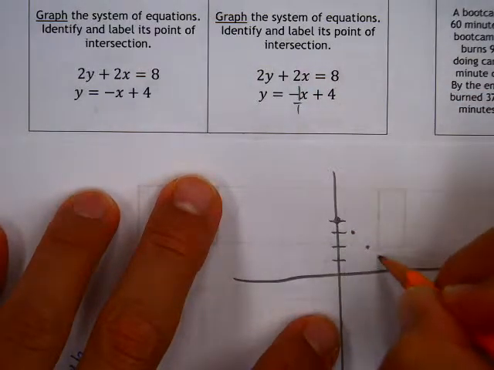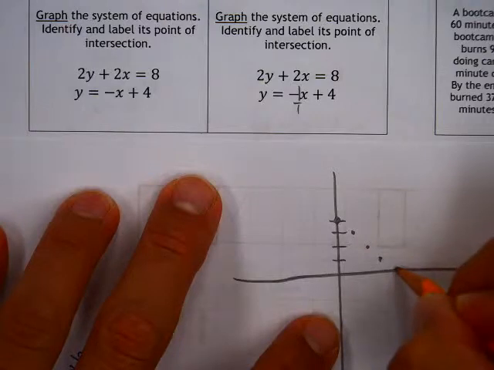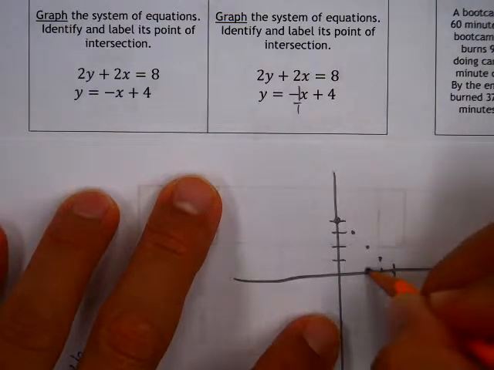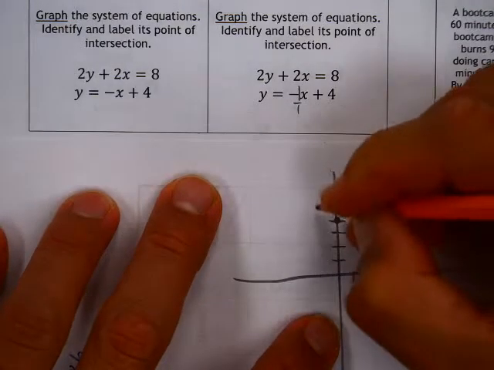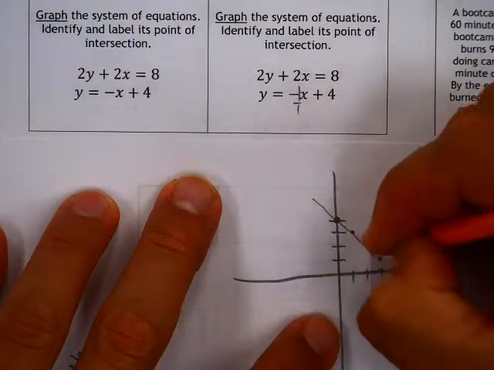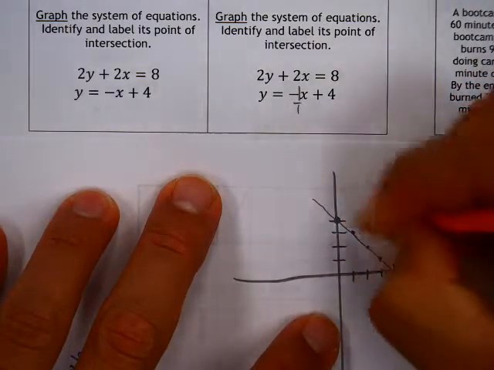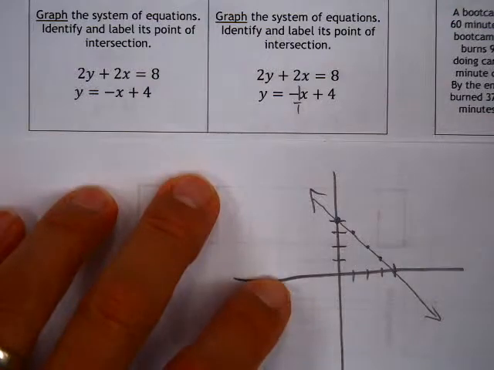Down 1/1, down 1/1, and down 1/1. So at 1, 2, 3, 4, it's going to cross the y-axis at 4, but also the x-axis at 4, based on the setup here.